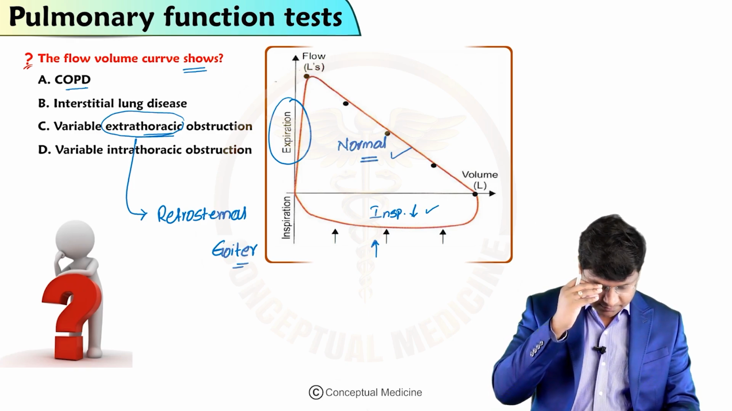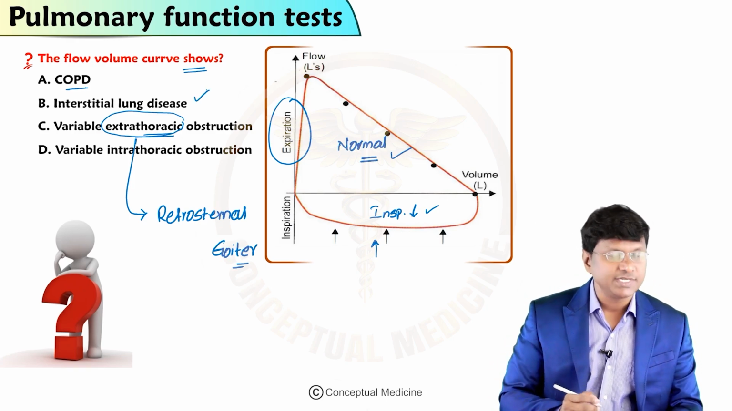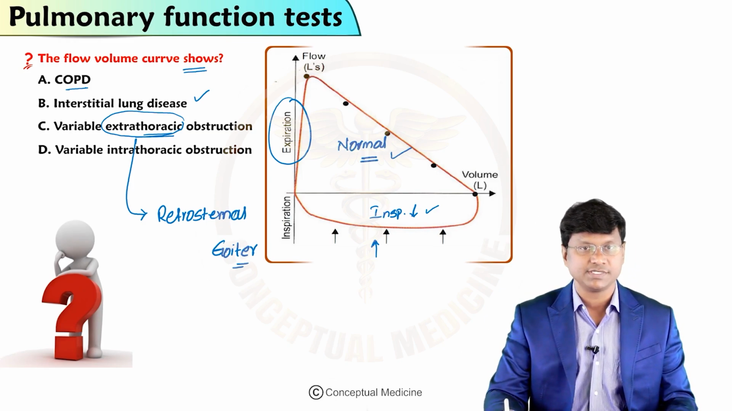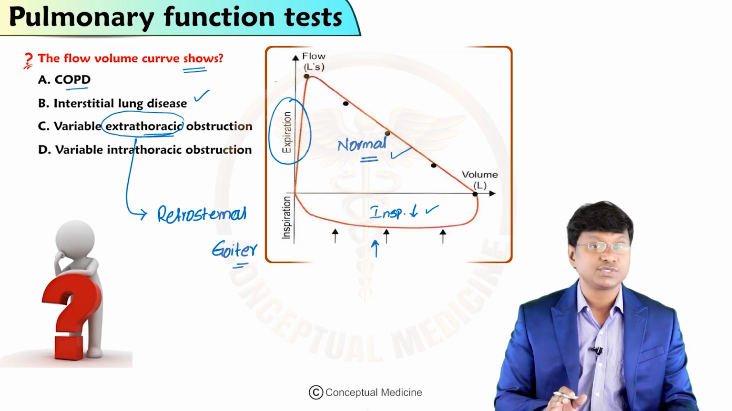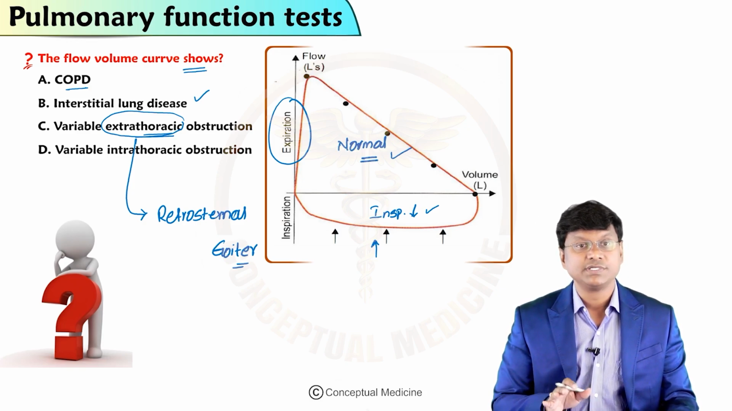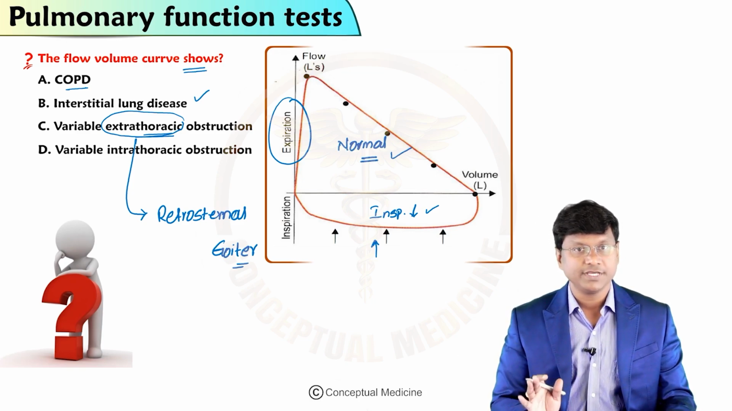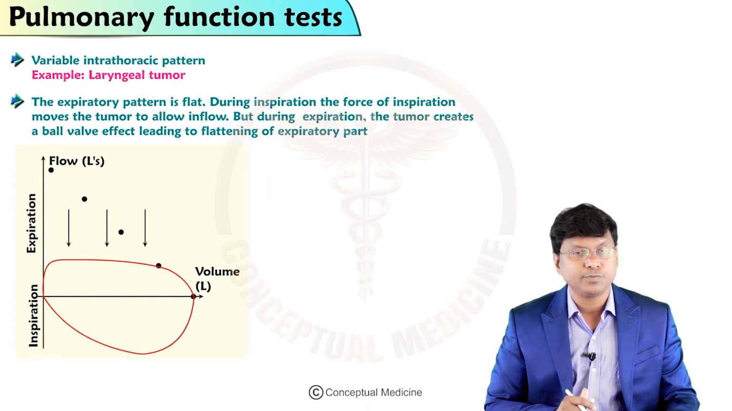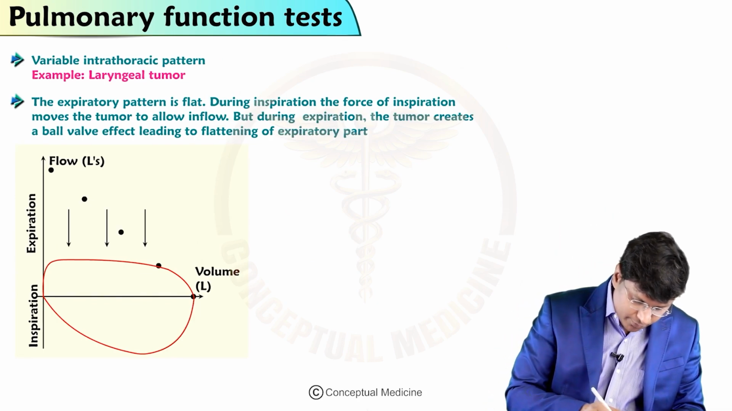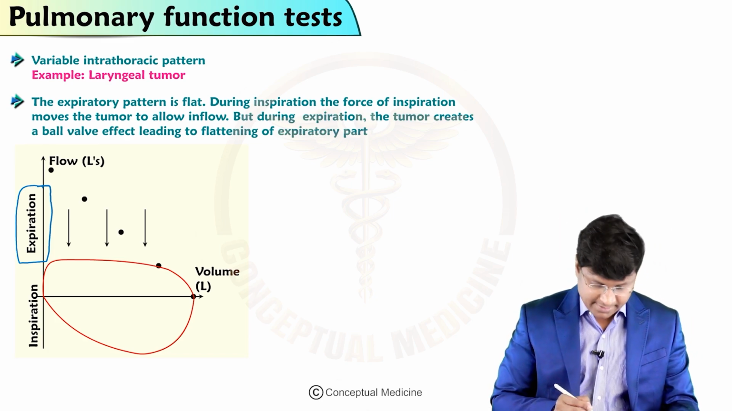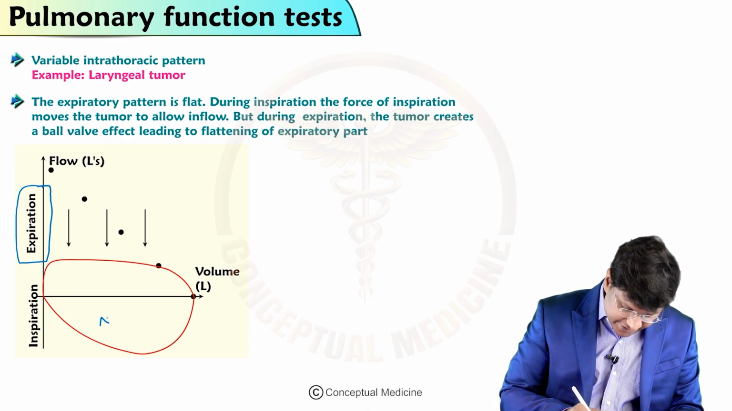Okay, whereas you take an interstitial lung disease. Interstitial lung disease is a restrictive type of lung disease. Both your inspiration and expiration are reduced in case of interstitial lung disease. Okay, so the answer in this question is the variable extrathoracic obstruction. Example is the retrosternal goiter. Okay. Next, now if you see this flow volume loop, what is that you are observing? In this flow volume loop, you can observe that only the expiratory component is reduced, whereas the inspiratory component is normal.